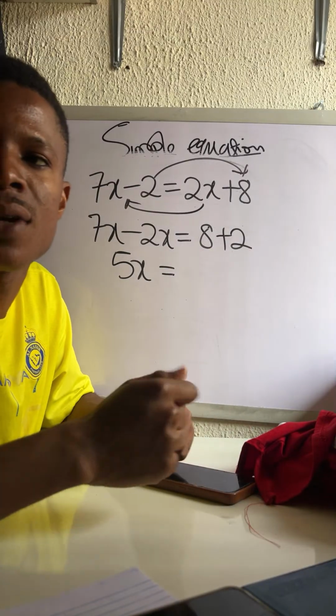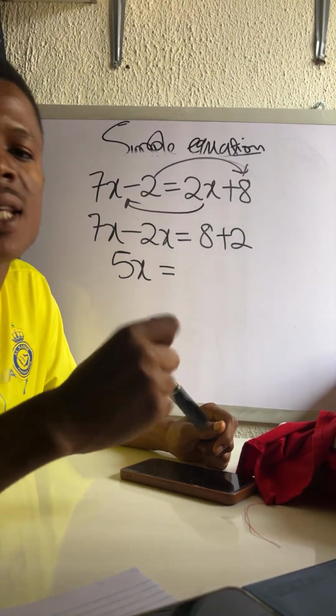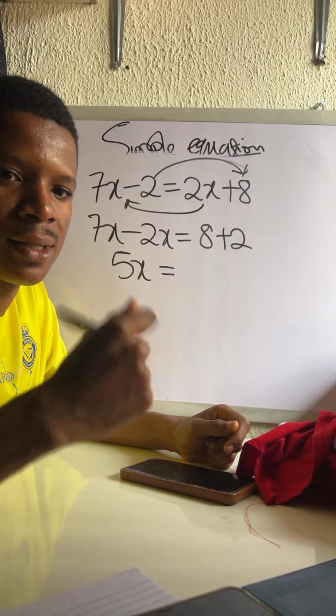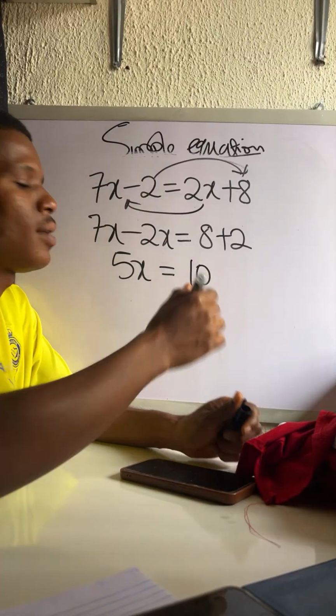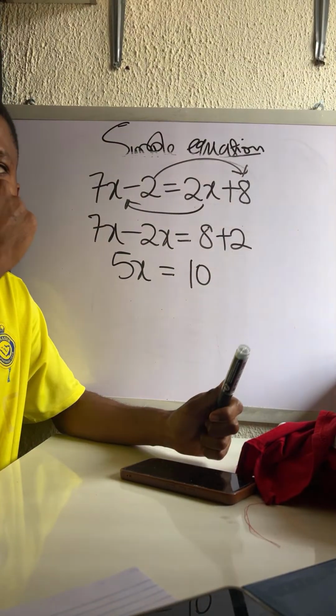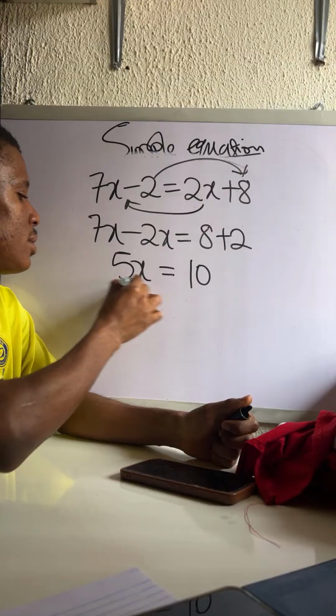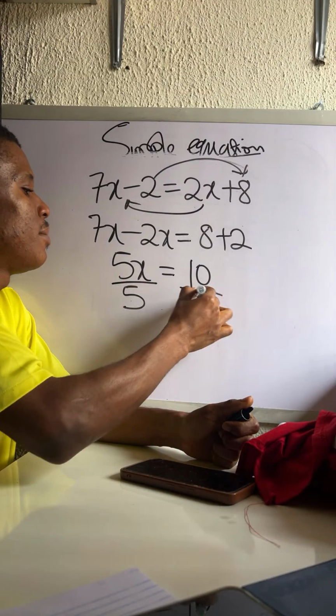What's 8 plus 2? Write it in the comments. 8 plus 2 is 10, right? So you have it as 10, correct? Thank you guys. Then the next one is to divide by 5 and divide by 5.